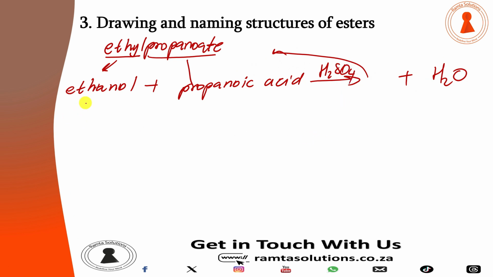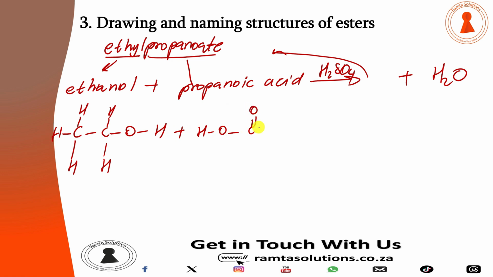So what is the structure of ethanol? It is 2 carbons. Eth means 2. And then you have propanoic acid. Let me draw it here. Prop means 3. And you have sulphuric acid as a catalyst.